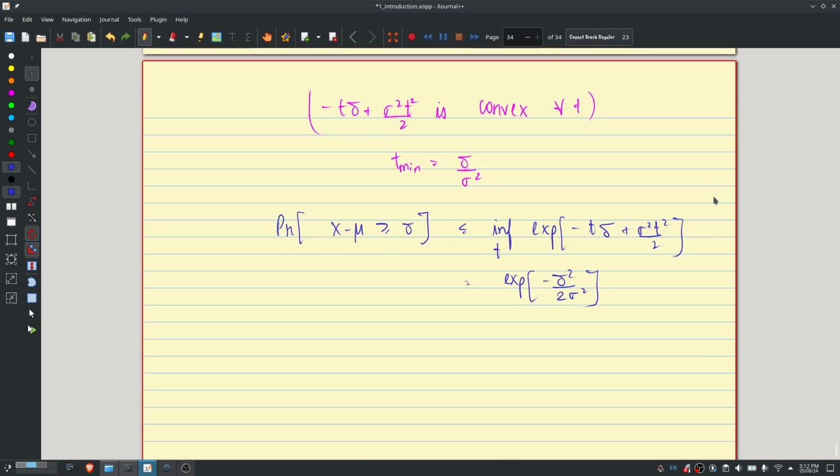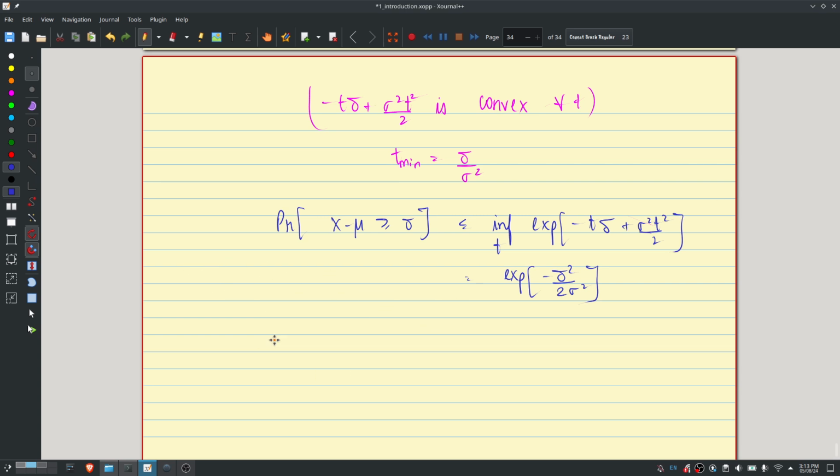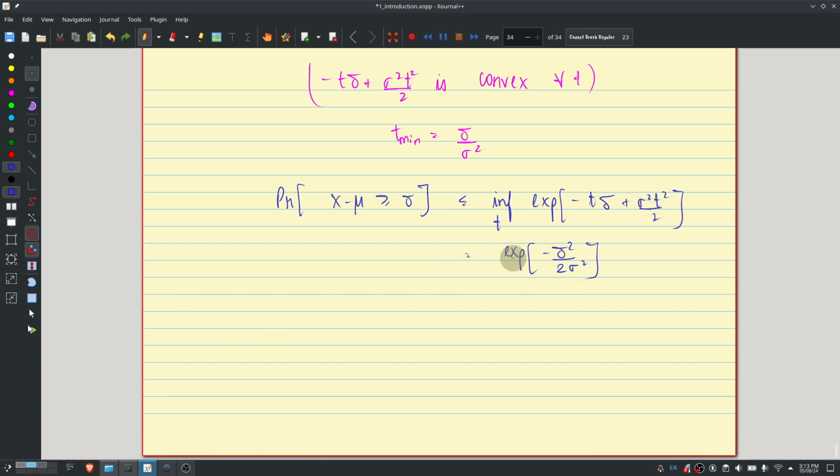And what the Chernoff bound tells us is that the right tail, the probability that x minus mu is greater than or equal to delta, is at most e raised to minus delta square, which is basically my x minus mu the whole square, divided by 2 sigma square, right?